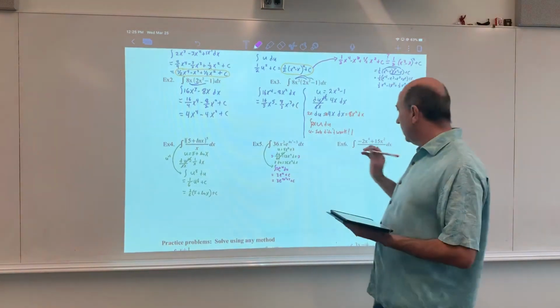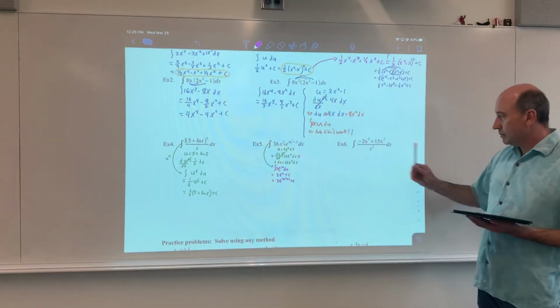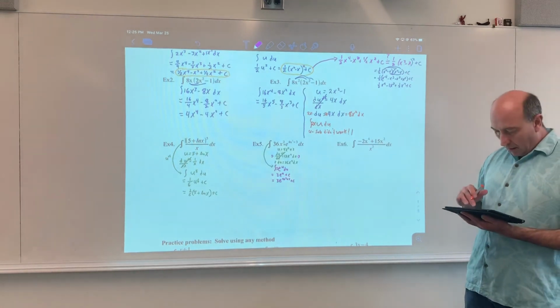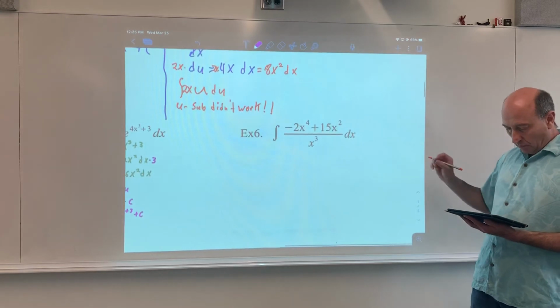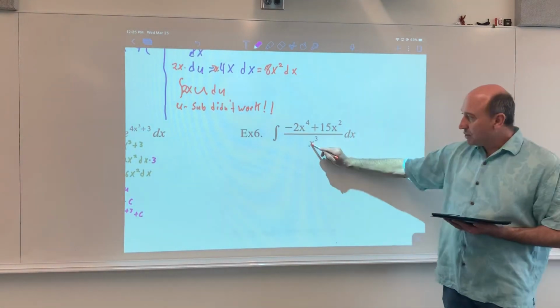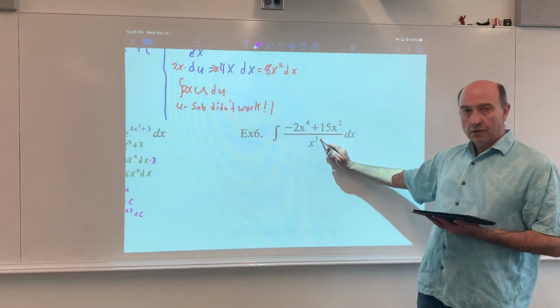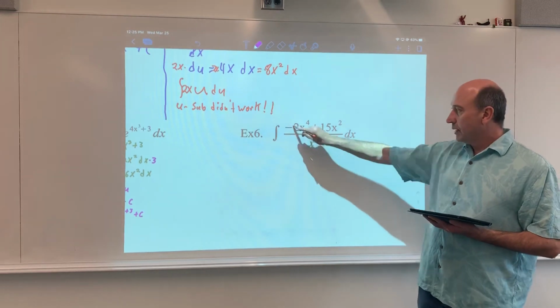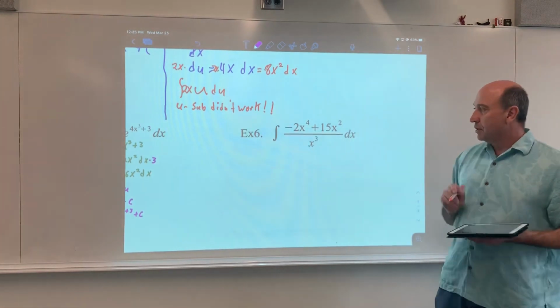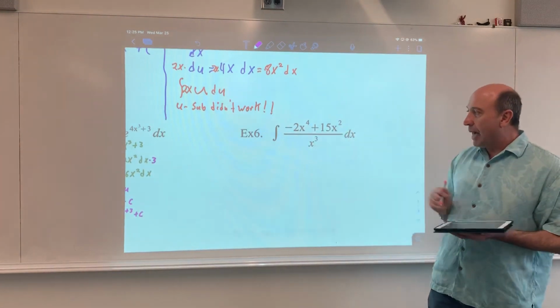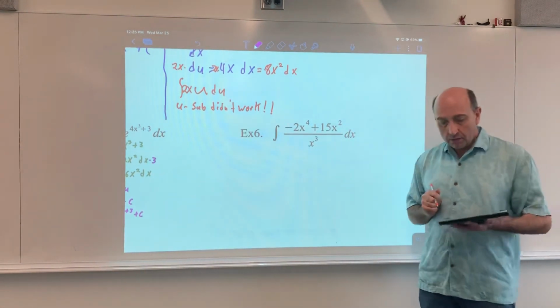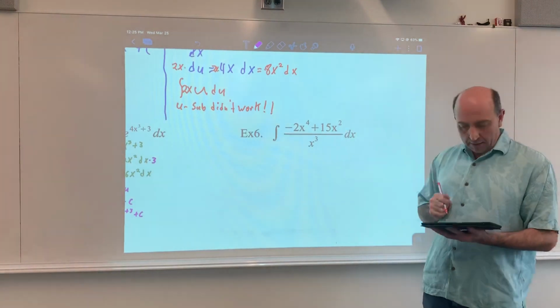Let's try this bad boy. All right. If that's the inner formula, x to the third, the derivative of that is 3x squared. Is that 3x squared on top? No. Could the top be the inner formula? Is the derivative of that the bottom? No. So U-sub doesn't work.